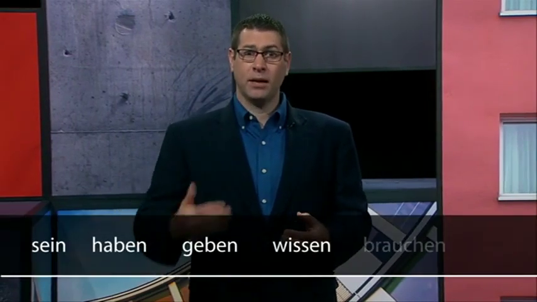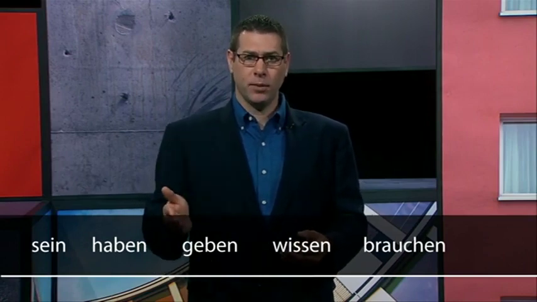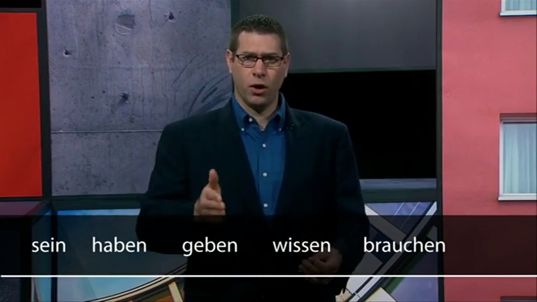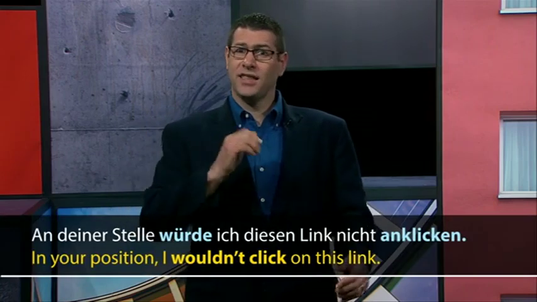Also dann, meine Damen und Herren, let's sum all of this up one last time before we bid each other auf Wiedersehen und bis gleich. We've seen that the verbs sein, haben, geben, wissen, and brauchen are commonly used in German in their single verb subjunctive forms, and especially in spoken German. In other words, speakers do not use würden with the verb's infinitive form and then move this infinitive to the end of the sentence, as in, an deiner Stelle würde ich diesen Link nicht anklicken. Instead, if a speaker uses haben oder sein in the subjunctive, they will often say something like this.